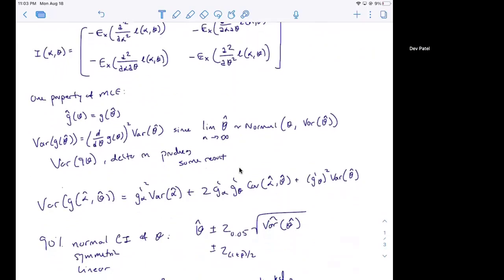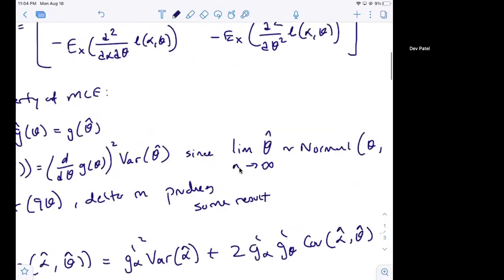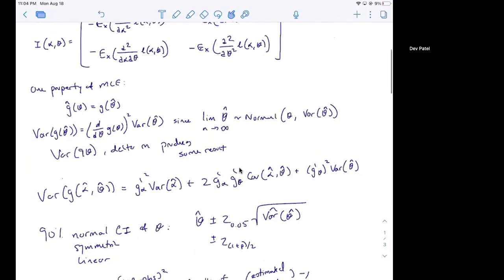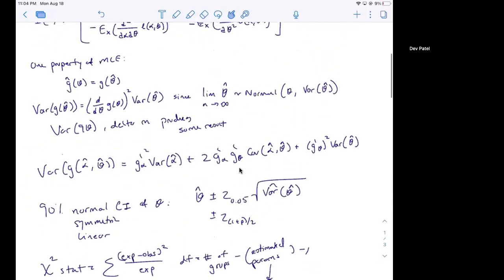One of the properties of MLEs is that the maximum likelihood estimate of a function of the parameter is the MLE substituted into that function. So what does this mean? This means that the MLE of x squared is equal to the MLE of x, squared. So that's an important property.